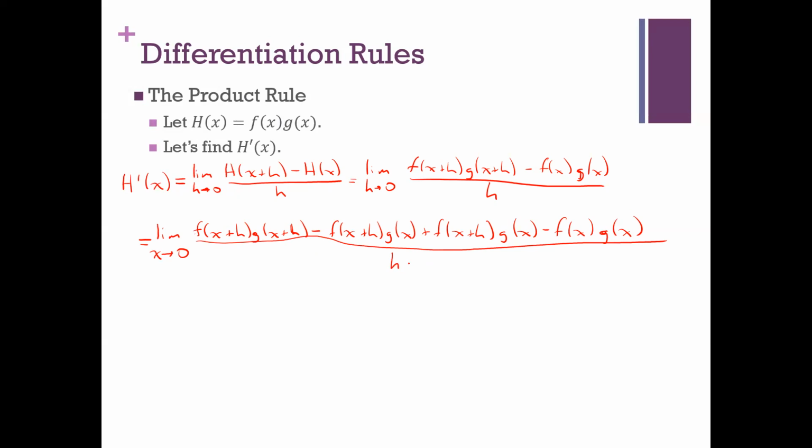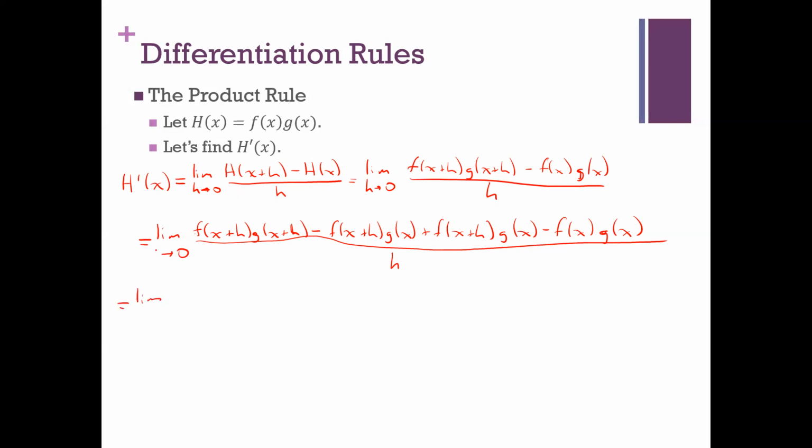Are we okay that that's equal to the step that came before it? Really all I did was add and subtract the same term, so those two middle terms add together to zero. So I really haven't done anything illegal. But now that I have this, I'm going to split this limit up into two different things.